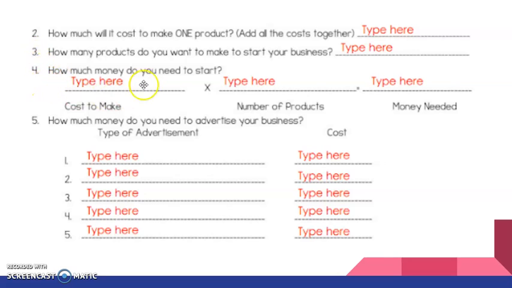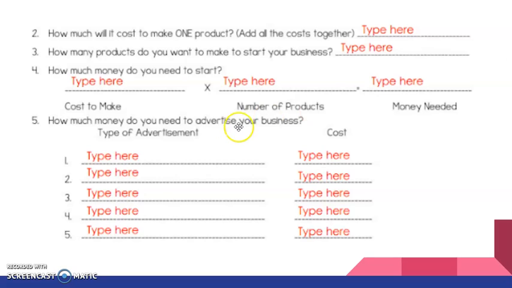For number 4, you're going to take your cost of how much it is to make one, so your answer from number 2, and then you're going to multiply by the number of products you want to make, so what you should have written for number 3. When you multiply those together, that's the total money you need just for your products. So that's the first part.